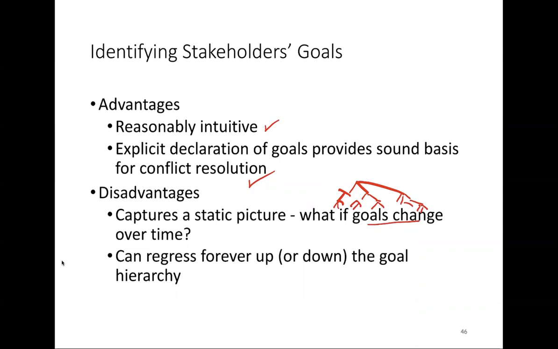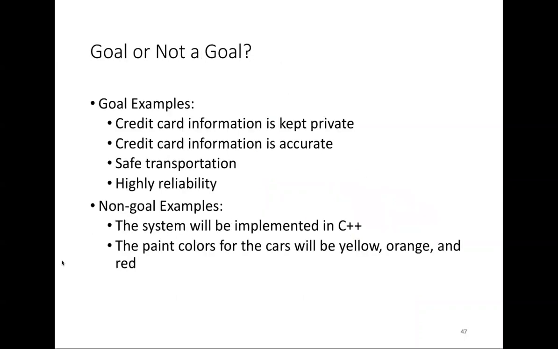So how do we identify if it's a goal or not a goal? Let's take some examples. If I say credit card information is kept private, that's a goal. The credit card information is accurate, that's a goal of the stakeholder to the system. This system has to provide safe transportation. This is a goal that needs to be achieved. The system should be of high reliability. That's a goal. What is not a goal? If we say the system will be implemented in C++, that's not a goal. We know that's an implementation language. The paint color of the car will be yellow, orange, and red. This is a requirement, but it's not a goal to be met. So that's not a goal.